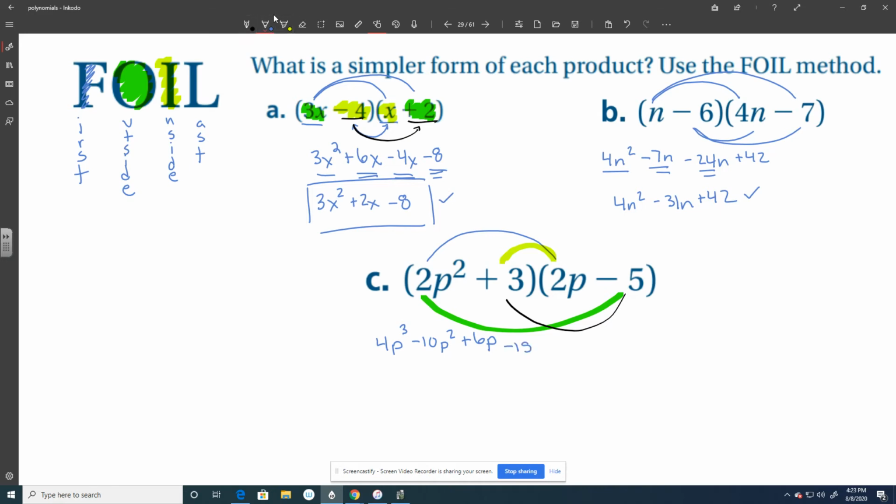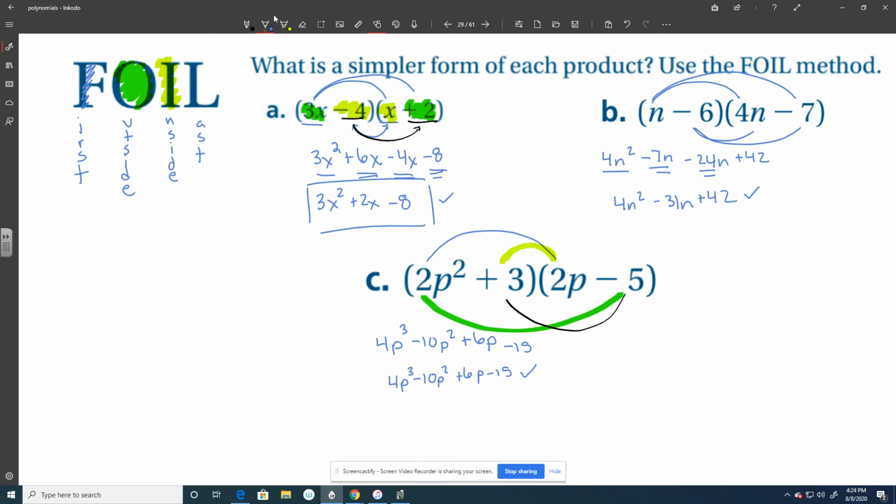So 4p cubed minus 10p squared plus 6p minus 15. Now in this one, I don't have any like terms. Everything has its own. So there's nothing to combine. I just have 4p cubed minus 10p squared plus 6p minus 15. And that's going to be my final answer. Okay. So everything in one gets multiplied by everything in the other. Again, it doesn't matter how you do it.